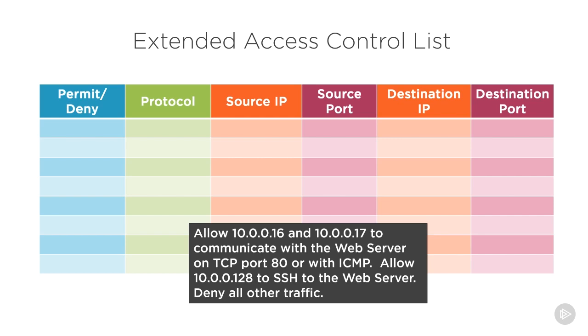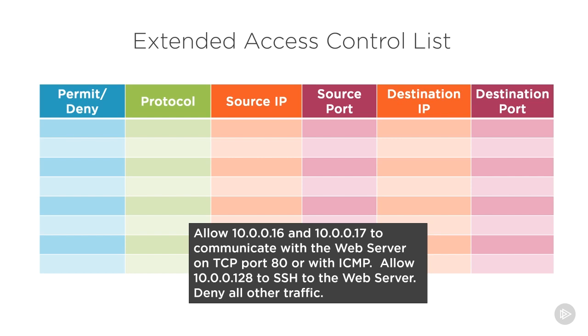Allow 10.0.0.16 and 10.0.0.17 to communicate with the web server on TCP port 80 or with ICMP, meaning I want 16 and 17 to be able to access the web server and also be able to ping the web server. Additionally, I want to allow 10.0.0.128 to SSH to the web server and then deny all other traffic. Well, let's just start off.